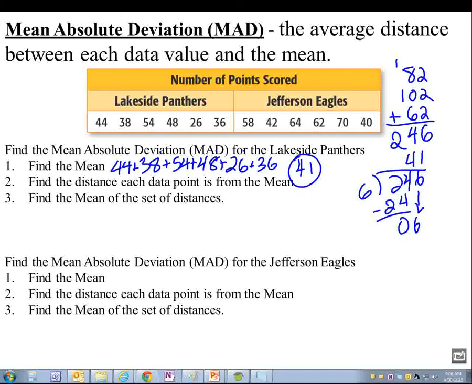Now we have to find the distance or the difference of each data point from the mean. So does everybody have those calculations done, finding 41, please? Does anybody not have that found? Okay. So let's find the differences.